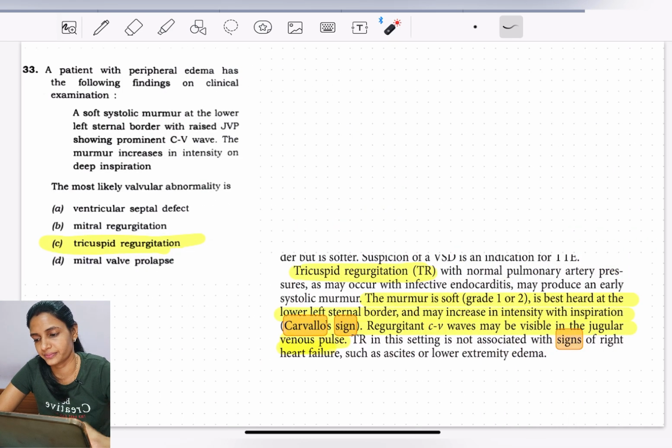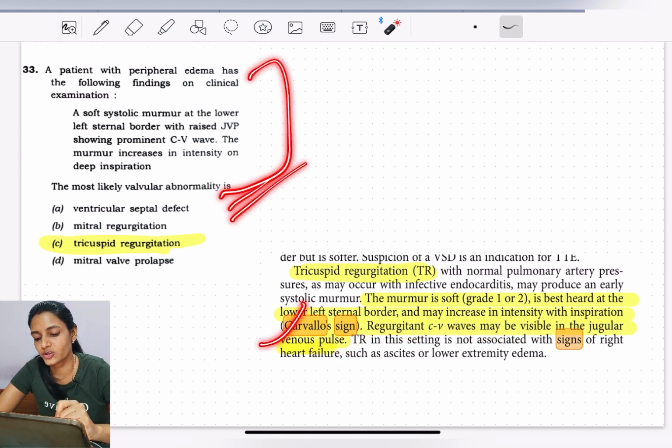physiological adaptation. Now they are talking about Carvallo's sign, which is seen in tricuspid regurgitation. The murmur is soft and best heard at the lower left sternal border and may increase in intensity with inspiration, and regurgitant CV waves may be visible in the jugular venous plexus. So all this history points towards Carvallo's sign, which is seen in tricuspid regurgitation.